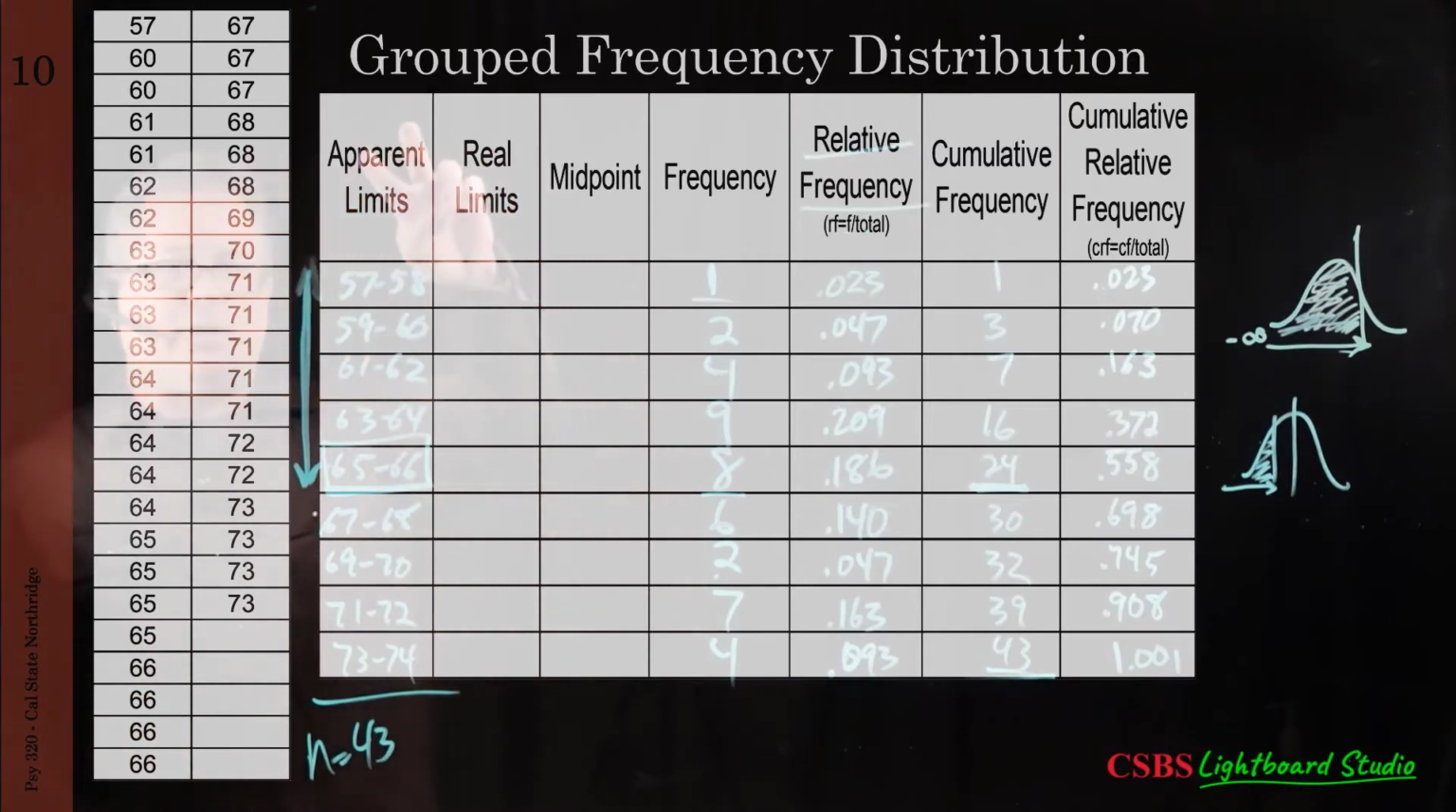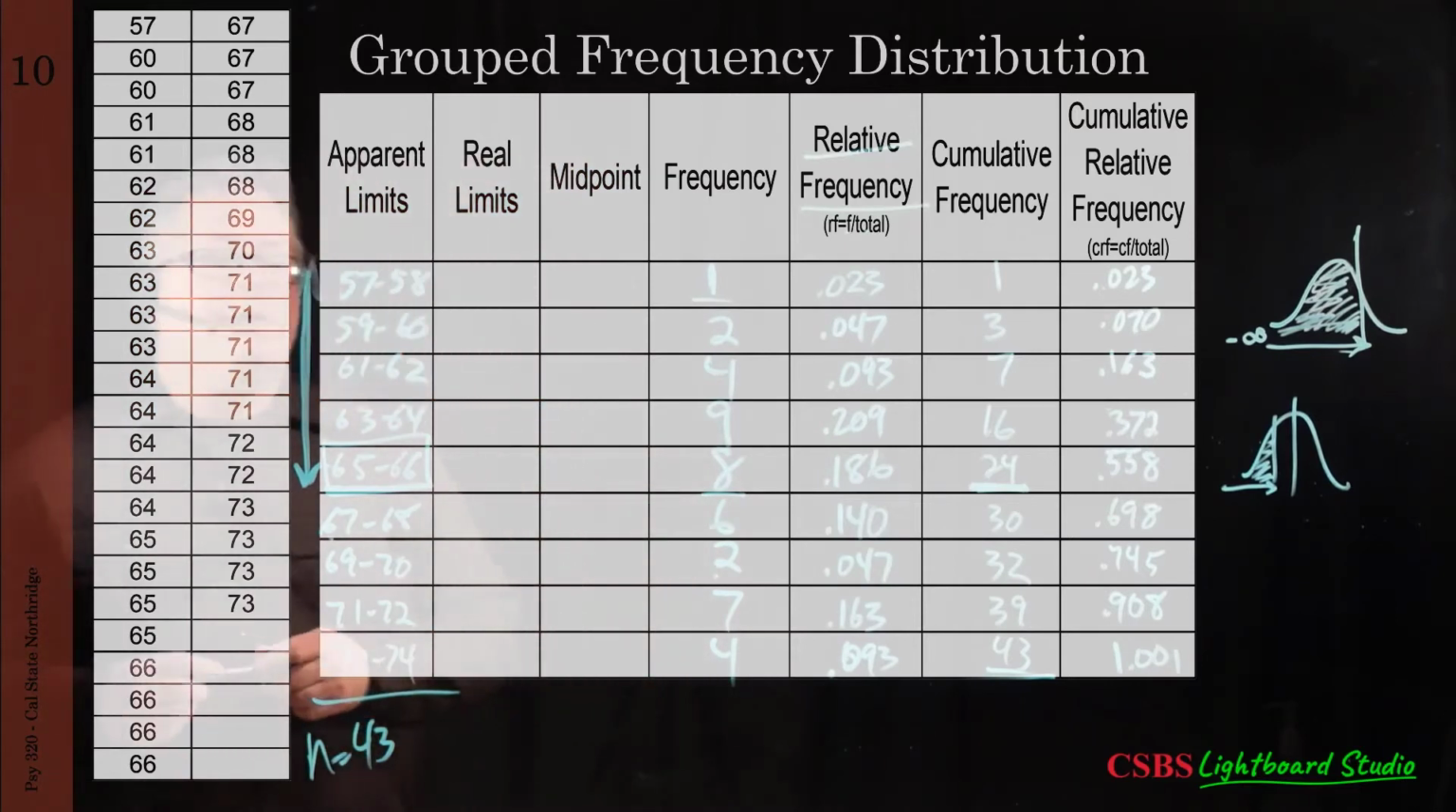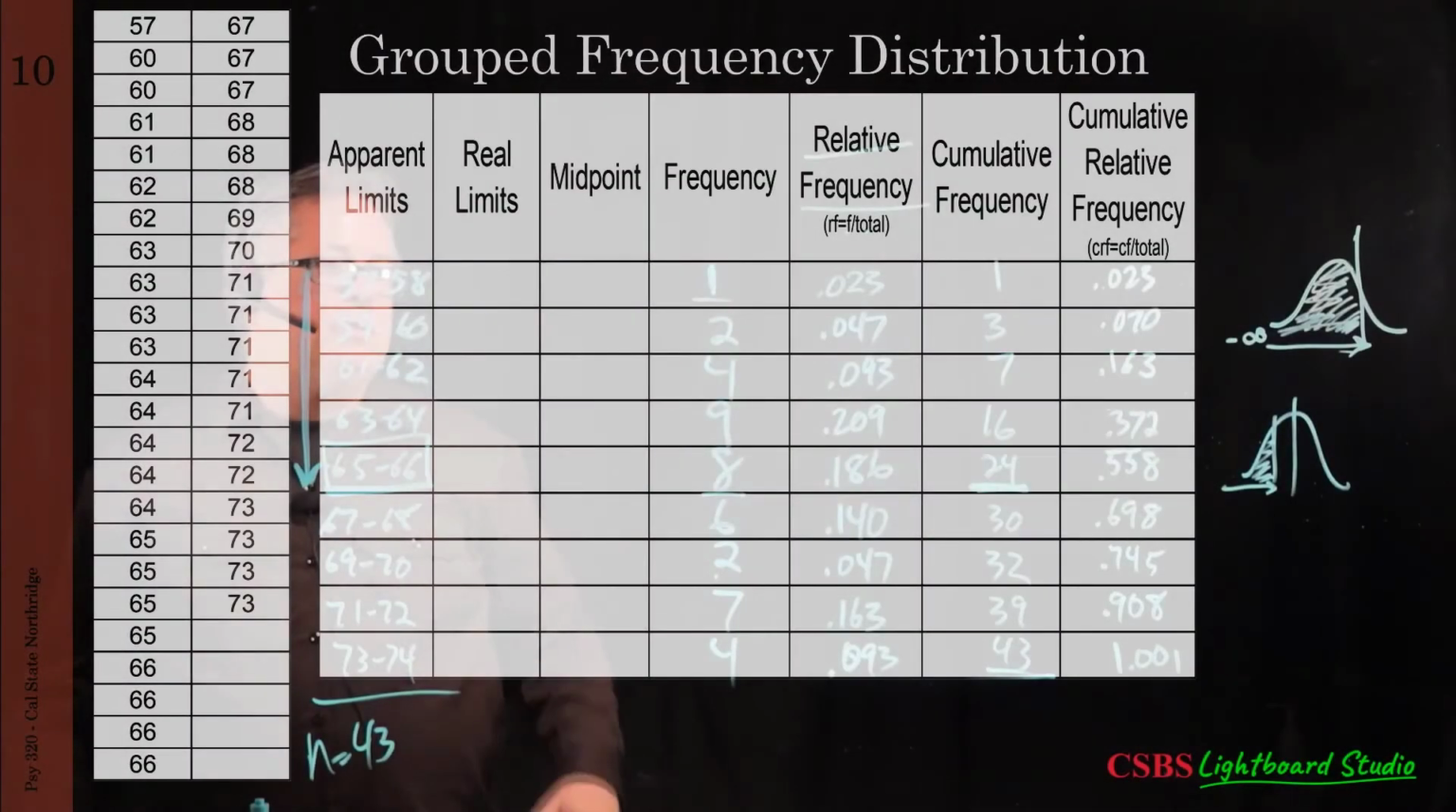Let's talk about this apparent and real limit and midpoint thing that's on here as well. If the apparent limits are 57 and 58, what does it mean by the real limits, as opposed to the apparent limits? Let's pretend these are baskets. Think of each one of these things as a little basket that we want to put these numbers into. So this is the 63 to 64 basket, the 65 to 66 basket.